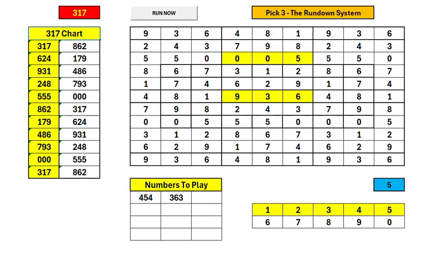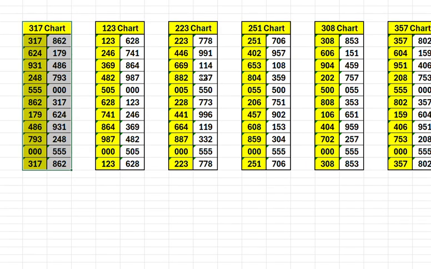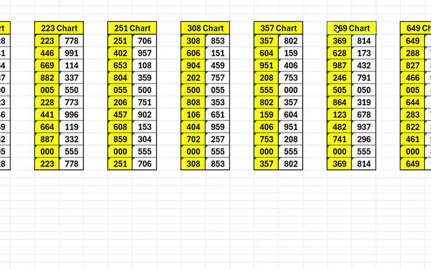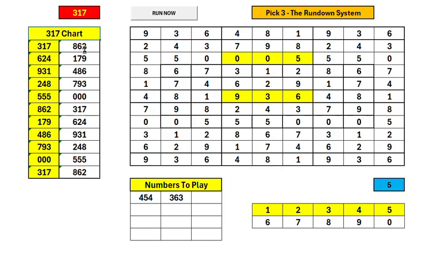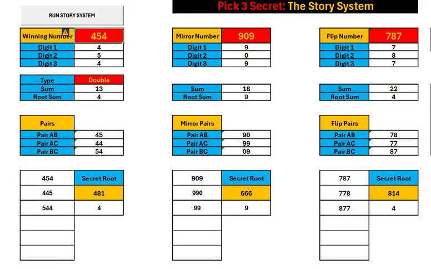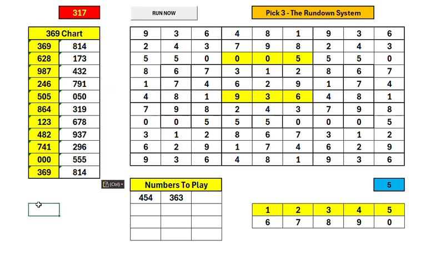I created a cheat sheet. This is not part of it yet. I'm still working on this to see if it works. So what I'll do is find the 369 rundown that I created here. It's right here, 369. I'll take that, go back into the system here, and copy and paste it here. So there is the chart. Now we're going to pull this number, the 454. Let's put it here.